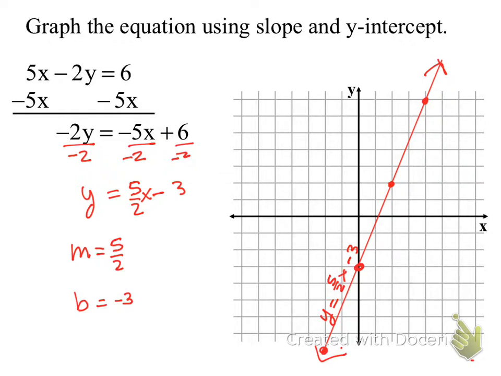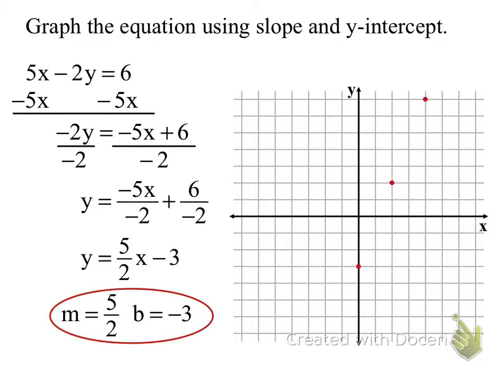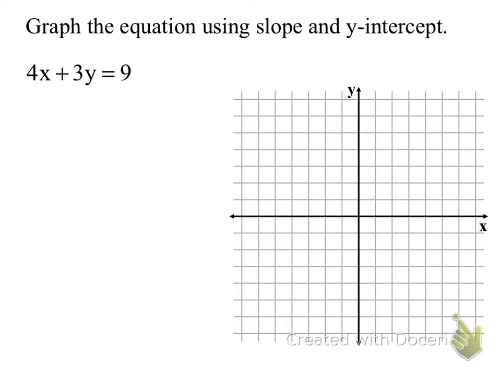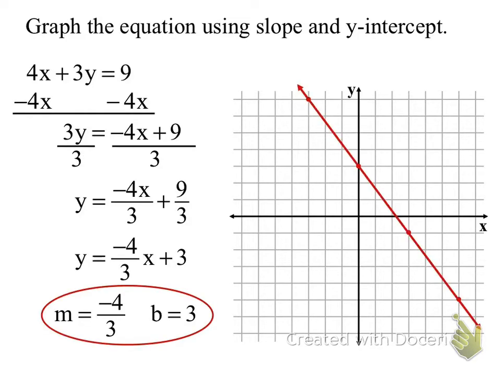All right, that's it. Why don't you pause the recording and try this next one? Okay, let's try the next one. Pause the recording, see if you can get y alone, identify your m and b, and then get on your way. Now check your work. All right. That's the recording.